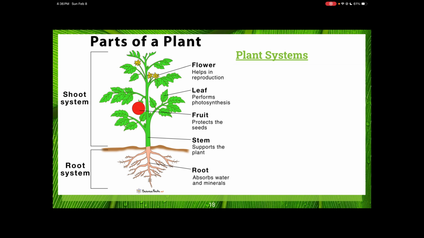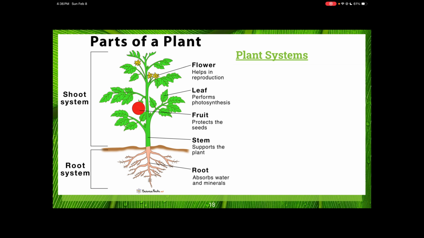And I know that we don't think of plants as having body systems the same way that you and I have body systems or other animals have body systems, but they do have systems. They have the shoot system, which is everything that is above ground, and they have the root system, which is everything below the ground, right? And so if they have systems, then they have organs in those systems.